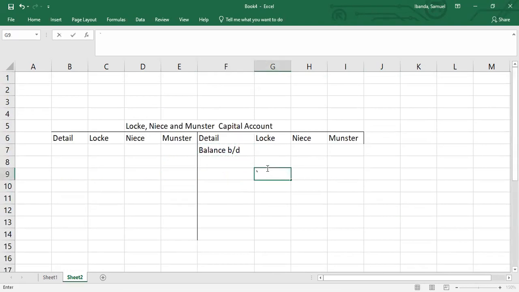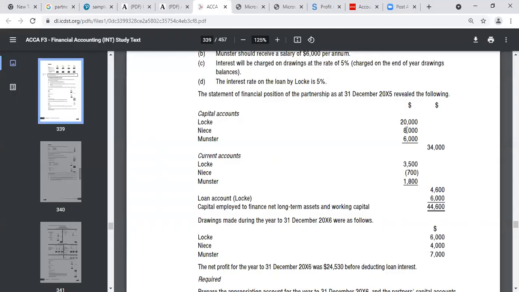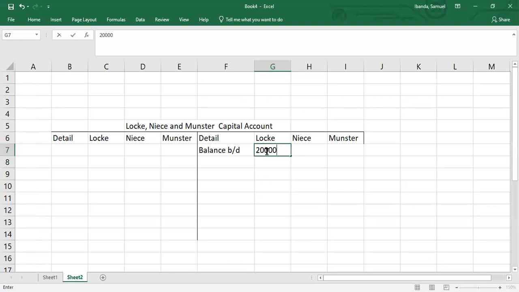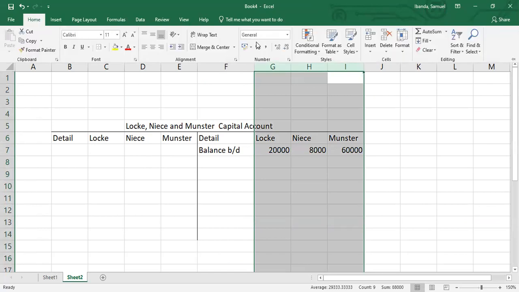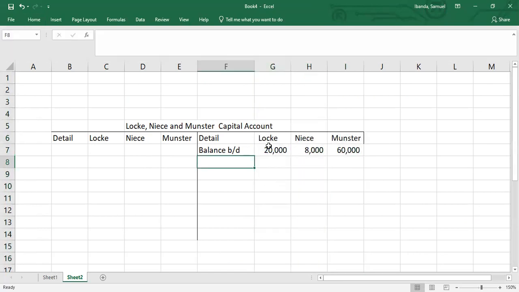Once I do have that, my aim is to look at my question and pick the balances. As you can see, this one has 20,000, 8,000, and 6,000 in capital. I'll just put a separator. So that's my balance brought down for capital.